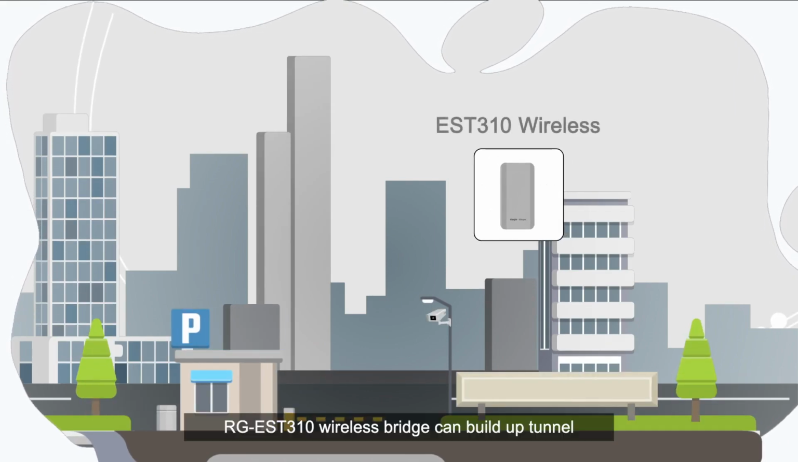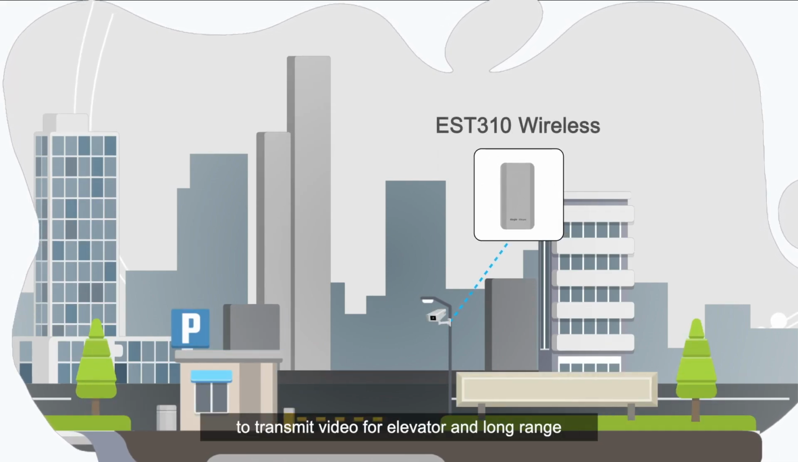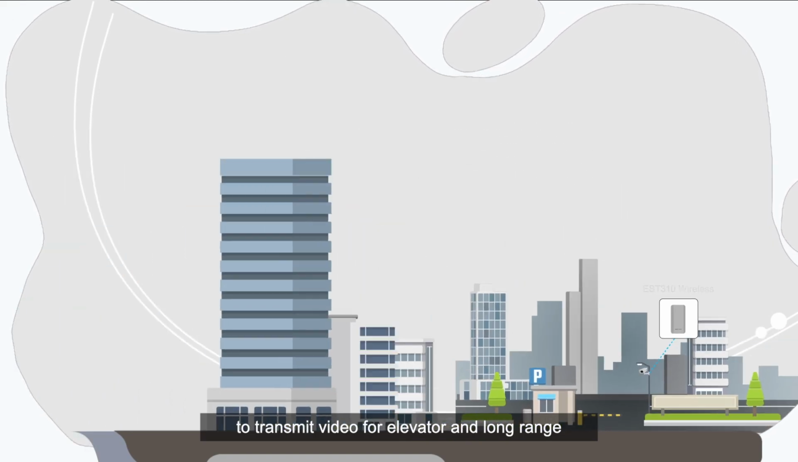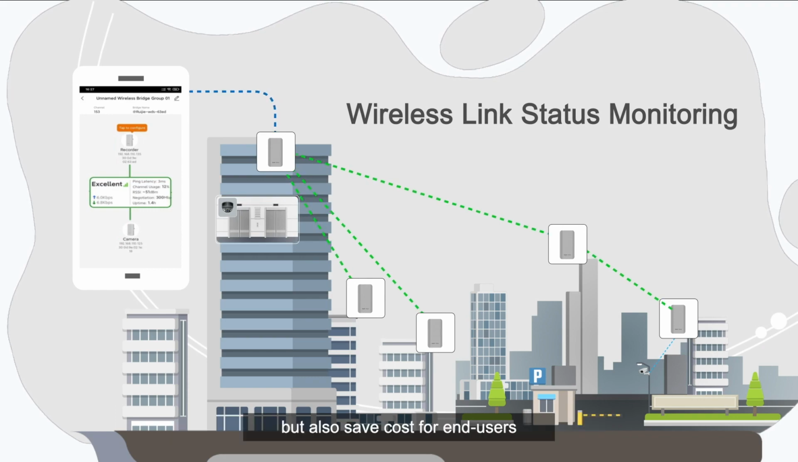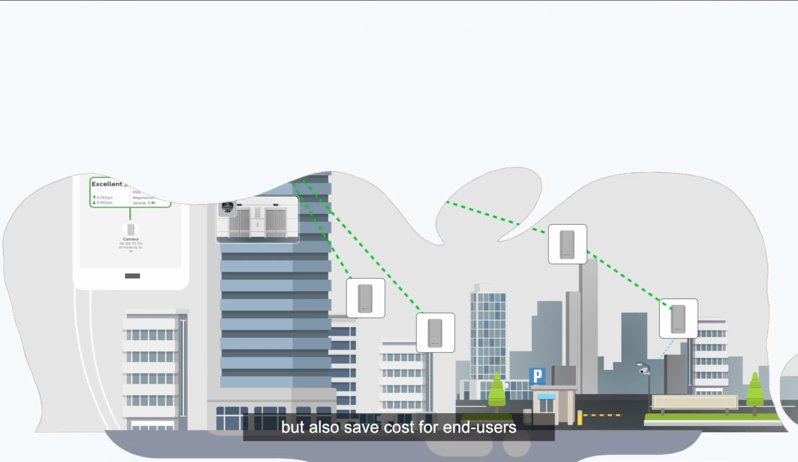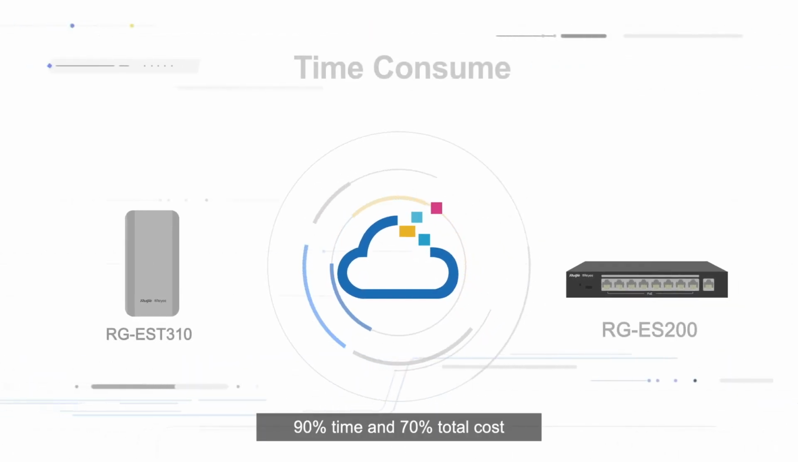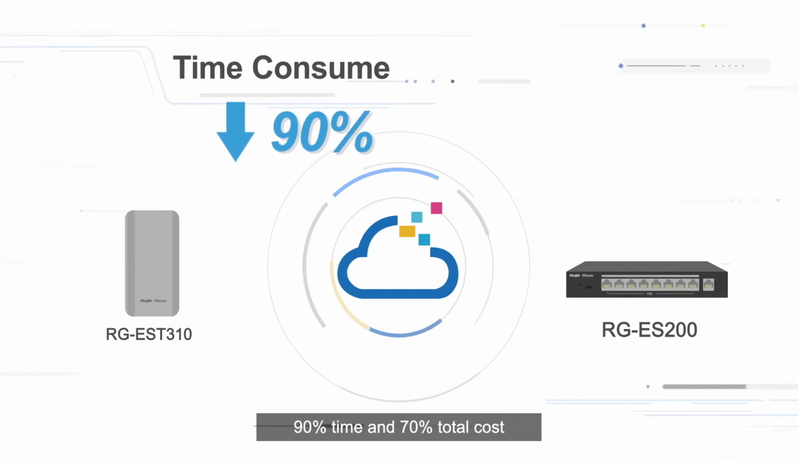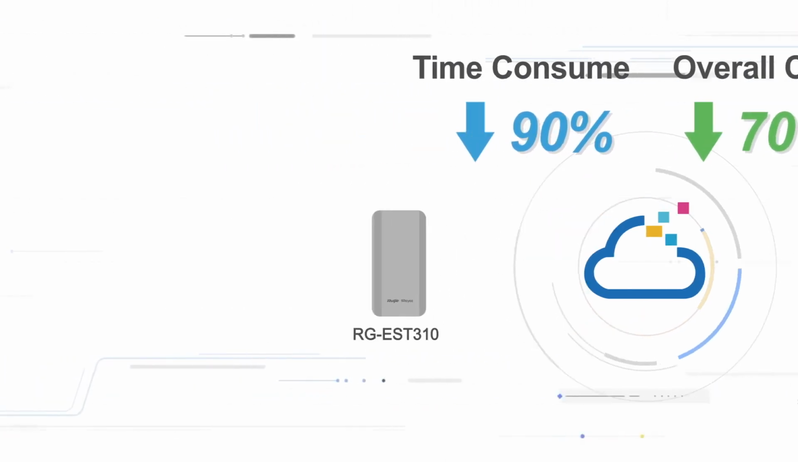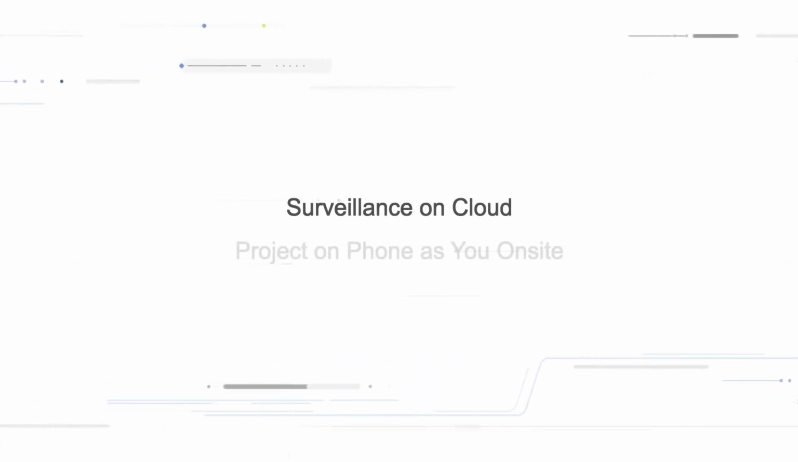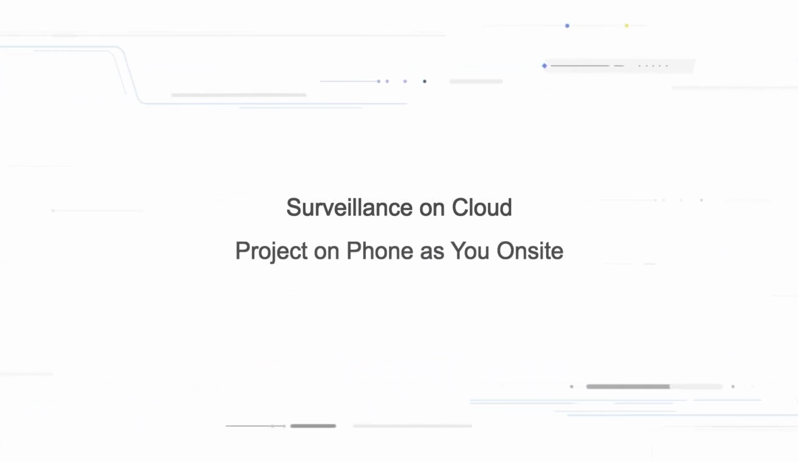The RG-EST310 wireless bridge can build a tunnel to transmit video for elevators and long range. It can not only monitor the wireless status in real time, but also save cost for end users. What's more, 90% time and 70% total cost savings compared with the traditional on-site way. Surveillance on cloud, project on phone, as if you are on site.